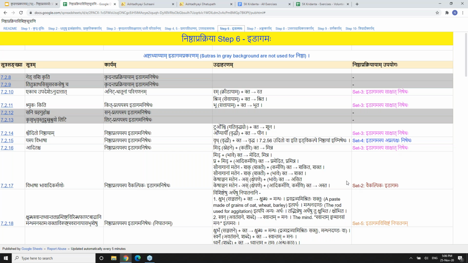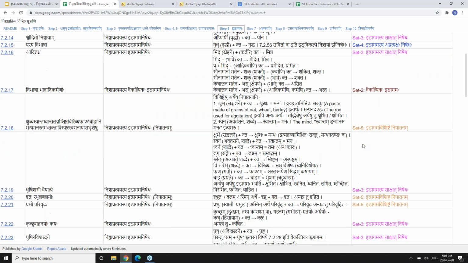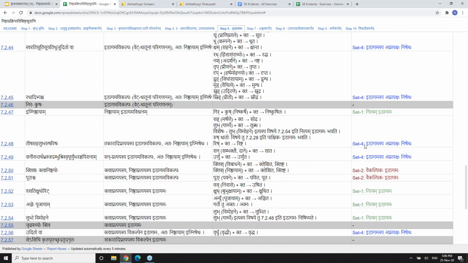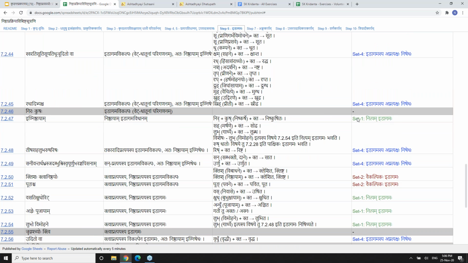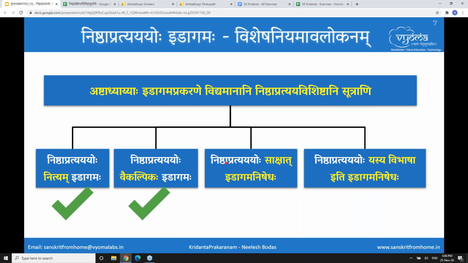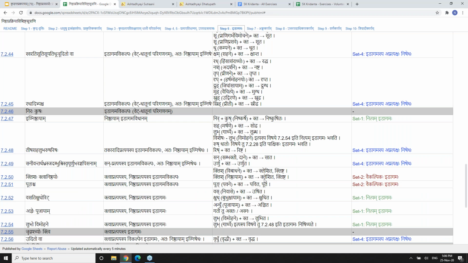Let's quickly go over those sutras to have a summary of what we studied in the last week, and then we will move ahead. So tatra set 1 iti asti nityam idagamah bhavati. Actually we have that particular division also on the next slide here. So first is nishtha pratyaho nityam idagamah, that's set 1, and nishtha pratyaho vaikalpikaha idagamah, that's set 2. So let's actually go to set 1 and set 2. Set 1 is nityam idagamah.